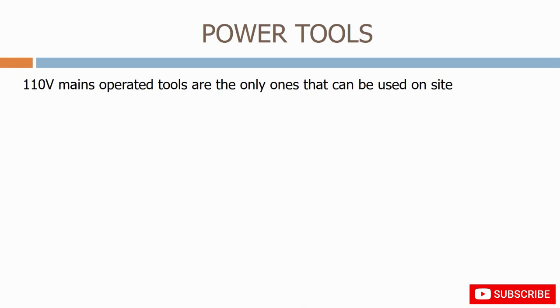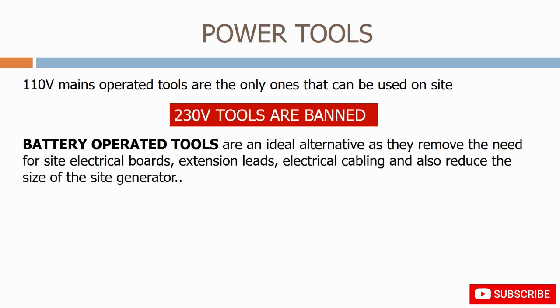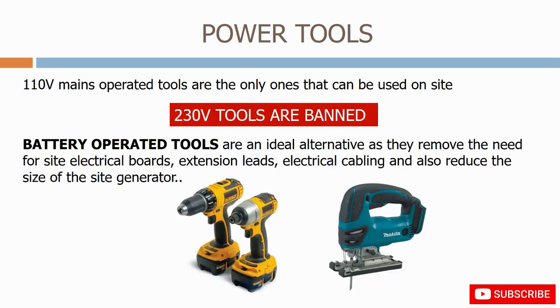110-volt mains operated tools are the only ones that can be used on site. 230-volt tools are banned. Battery operated tools are an ideal alternative, as they remove the need for site electrical boards, extension leads, and electrical cabling, and also reduce the size of the site generator.